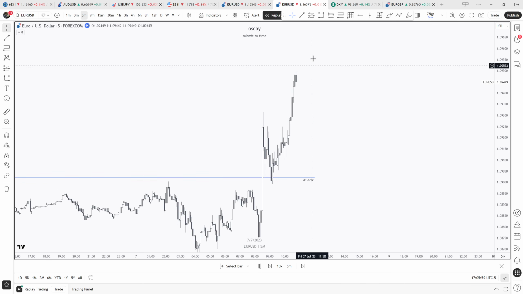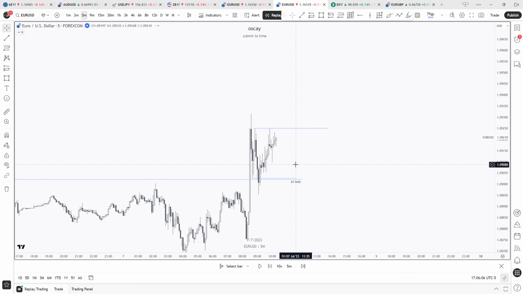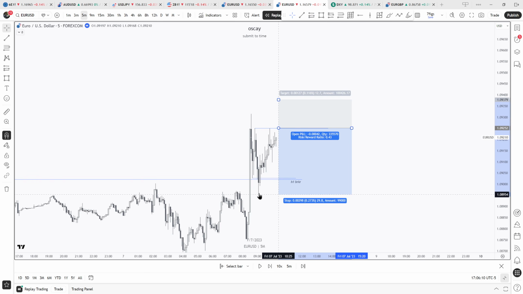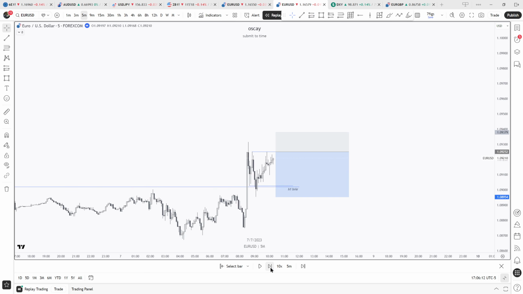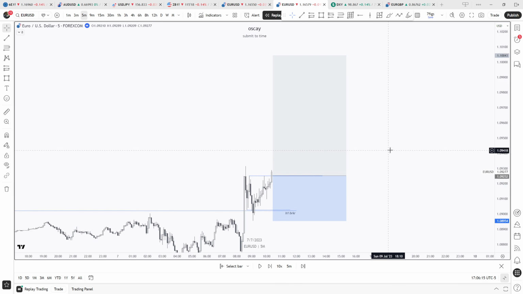Now, do we have that? Yes, we have that right here because we have a sweep into displacement, and then we can put our limit on this M5 breaker. And I've replayed price so much, it starts to lag. Like they ain't trying to give you all the sauce, it's lagging.